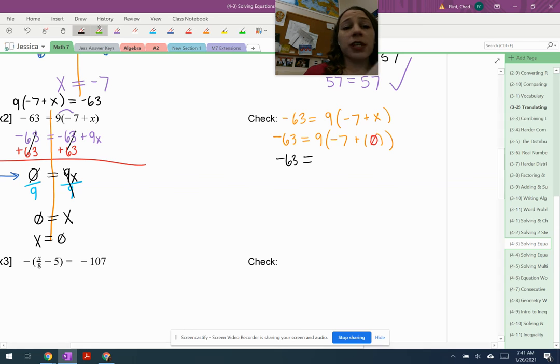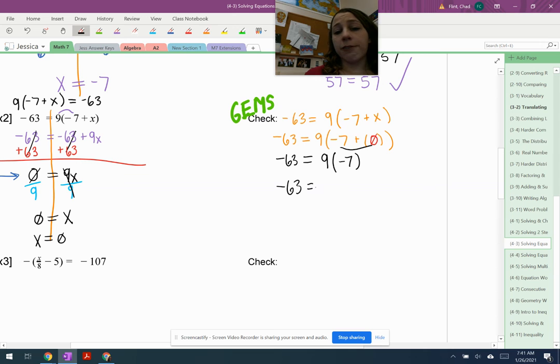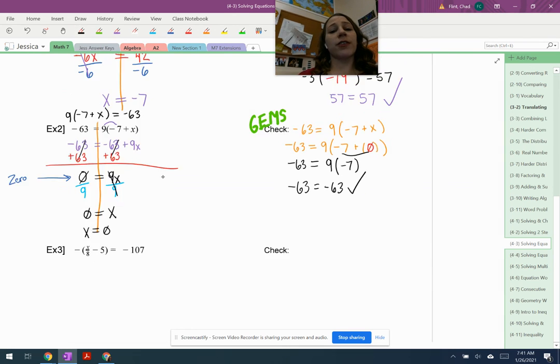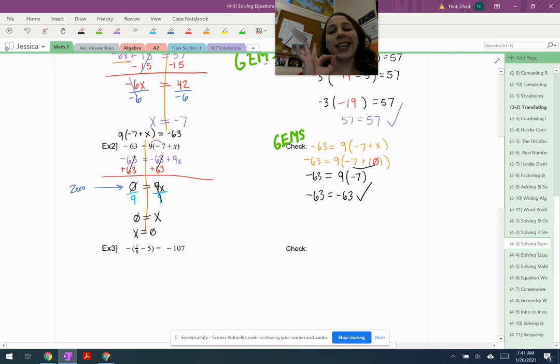Order of operations, that gems again. When you're checking, you're using gems. When you're solving, you're using inverse operations. So inside the parentheses says 0 plus negative 7. Well, that's just a negative 7. And finally, 9 times negative 7 is negative 63. So everything checks out all fine and dandy. See you next example.